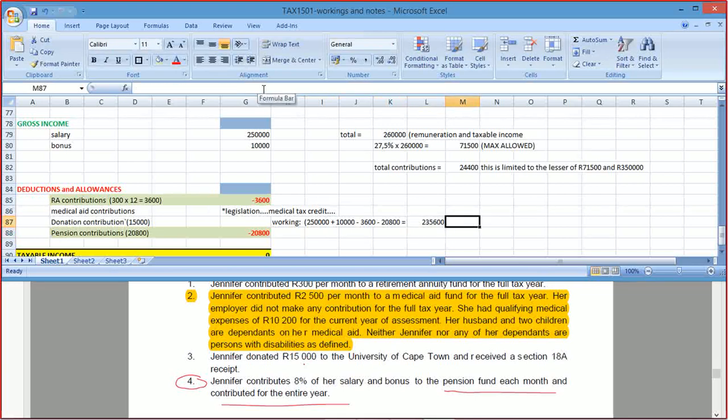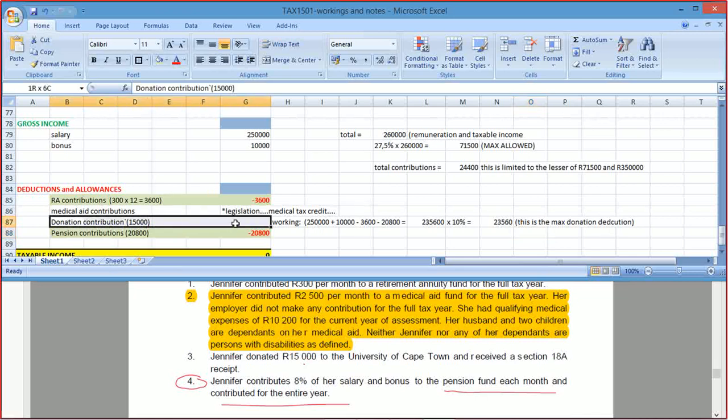That gives me that. Okay, times that by 10%. That gives me 23,560. So can she claim 23,560? Yes, this is the max donation deduction. What is she going to claim? Yeah, 15,000, because that's the amount that she paid.